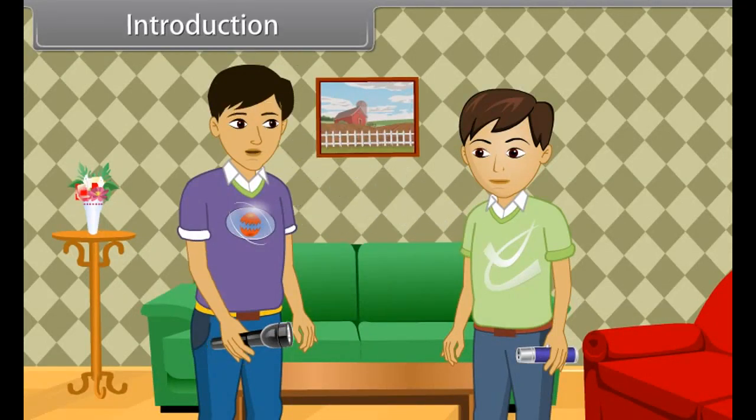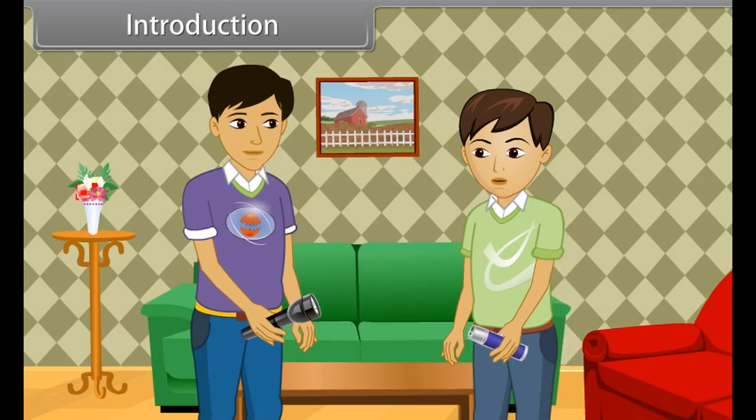Look, Deepak, what I got. I have a torch. Yes, it is. But I don't think that you have better than mine. Look what I have. I have a laser light. Laser light? Wow, it is quite fascinating. You know, my father gifted me on my birthday. My father told me that this light is very dangerous for eyes. But how can a light harm our eyes?